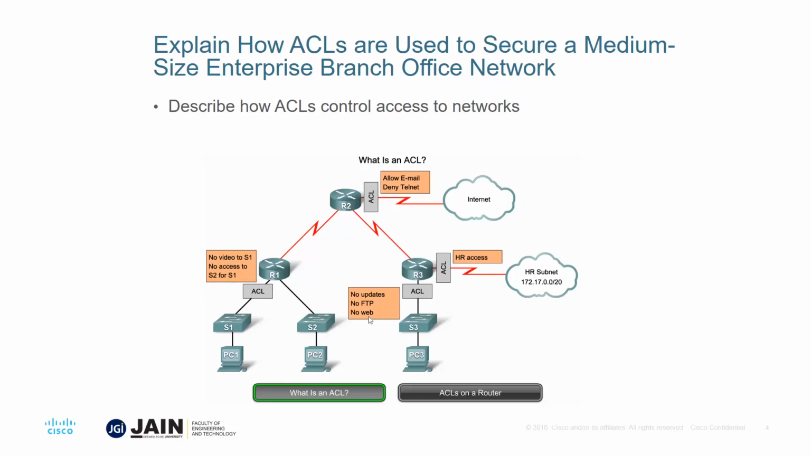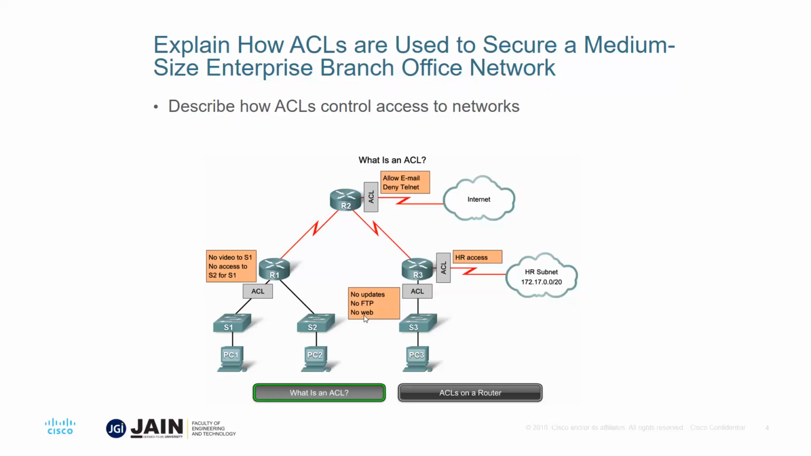Now if you see router 3, there is an ACL applied as outbound to access the HR network. So I apply the ACL here, restricting people from accessing the HR network. Now I may have another ACL applied as inbound, saying no updates, no FTP communication, no web communication. So I'm putting some more restrictions on PC3. Basically, we can set access rights or restrictions on outgoing packets as well as on incoming packets. That's what happens with respect to the ACL.